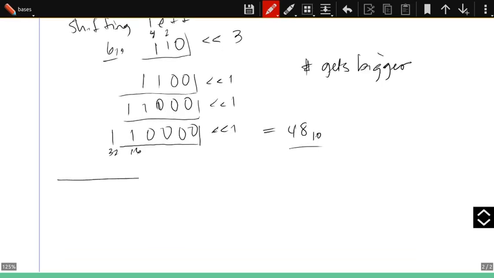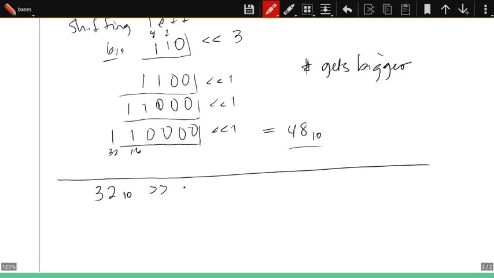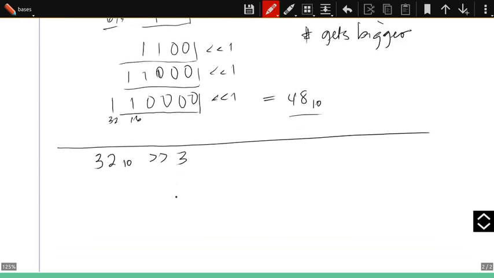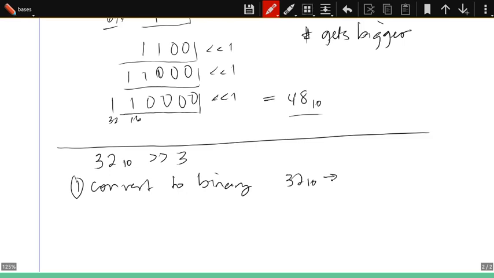Now, what if we're given a problem like this? We're given a problem like 32. Whenever we see a number like 32, if no base is given, we can assume it's base 10, and we're asked to shift it to the right 3. Well, we can't bit shift a decimal number. We can only bit shift a binary number because we're shifting bits, and bits are binary. So the first thing we have to do is convert to binary. So if we convert 32 to binary, what do we get?